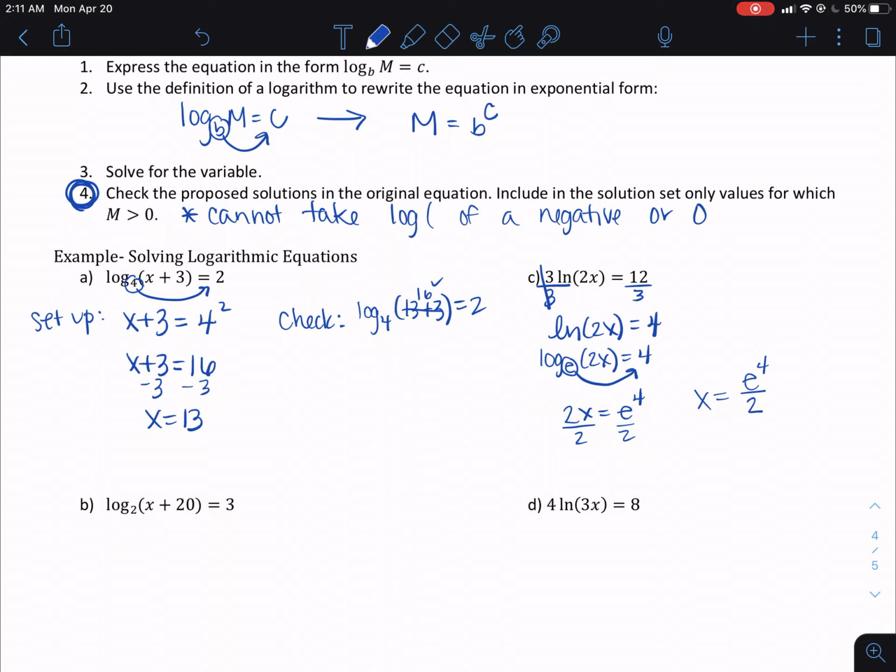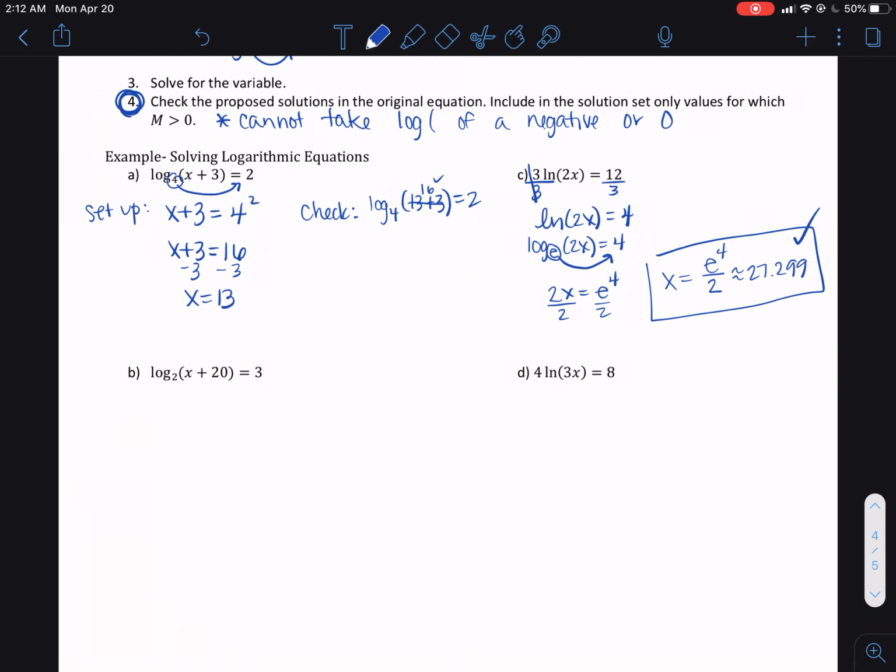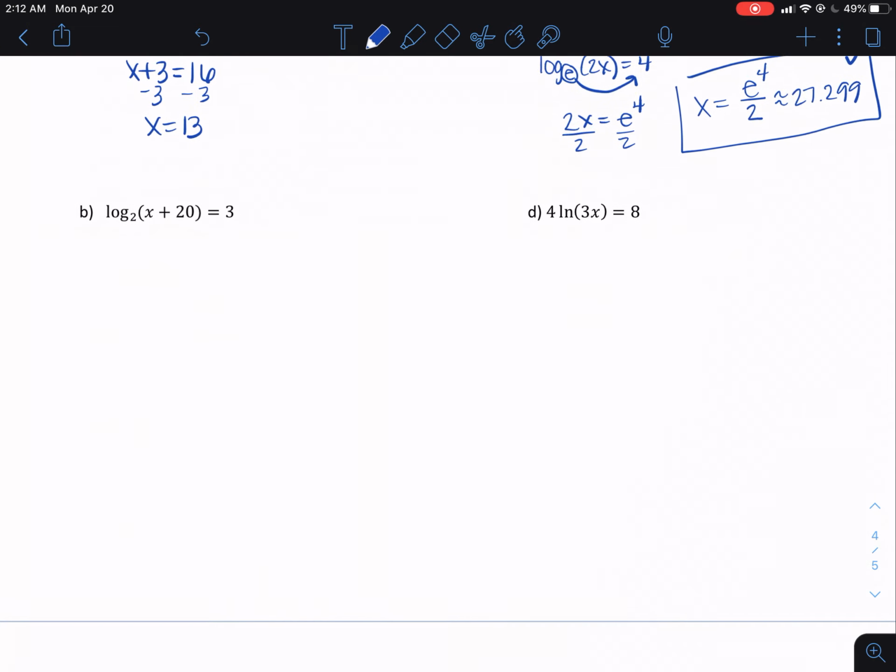If it asks you for a decimal, you would get 27.299. The nice thing on this one, since we're multiplying, for the check, 27.299 times 2 is definitely not 0, and it's definitely not negative. The key thing to really check for is if you're adding or subtracting, making sure that you get that positive on the inside.